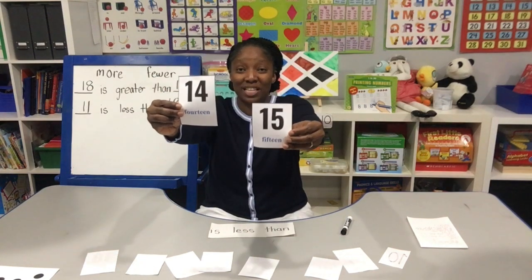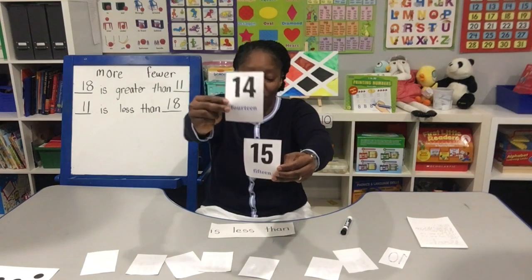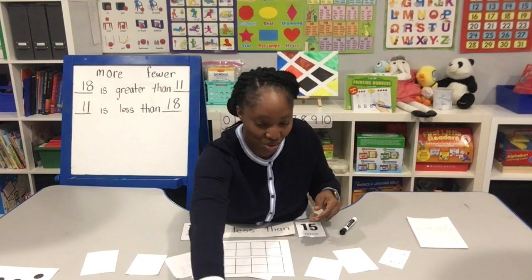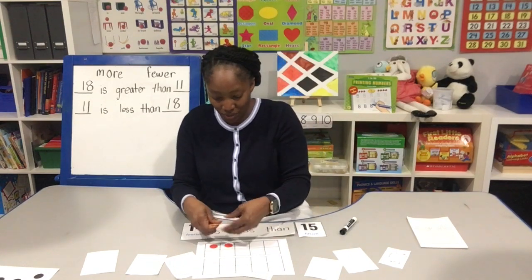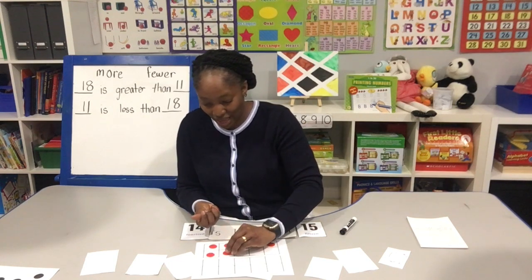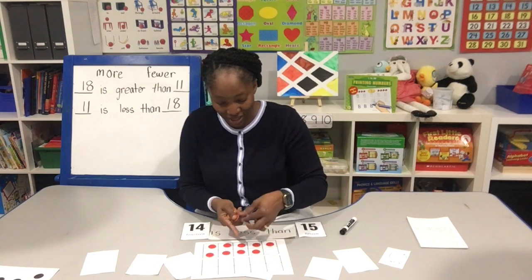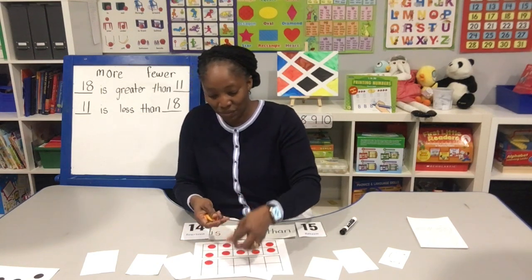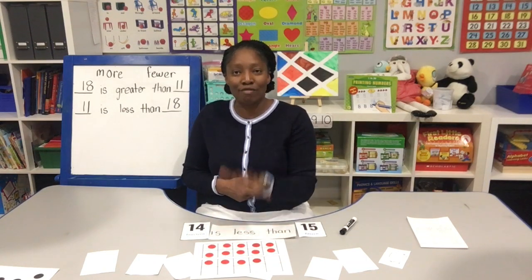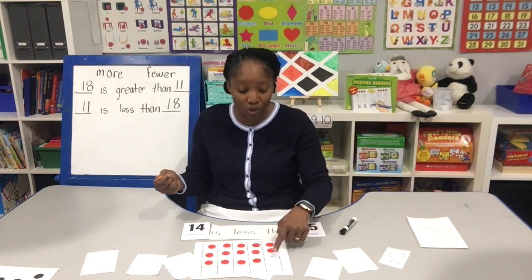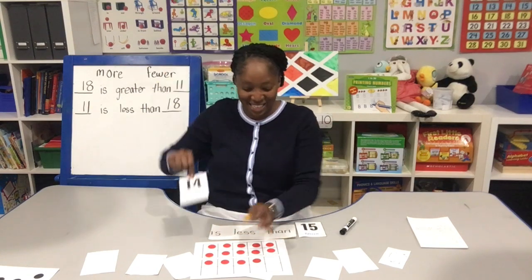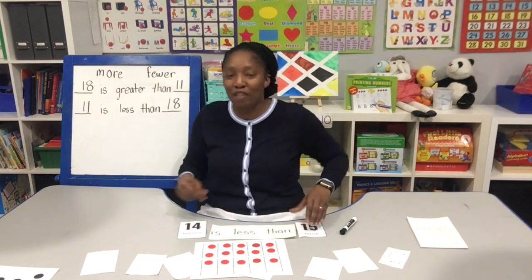14, because 15 means that you have one more. When I count in my 10 frame, I would count 14. Let's try that. 1, 2, 3, 4, 5, 6, 7, 8, 9, 10, 11, 12, 13, 14. 14 red markers. And how many more do I need to get to 15? One more. So 14 is less than 15.